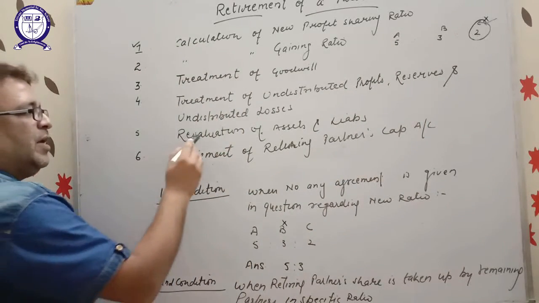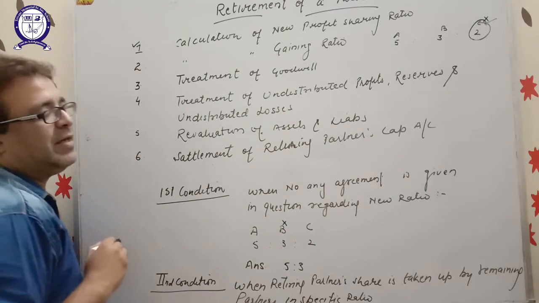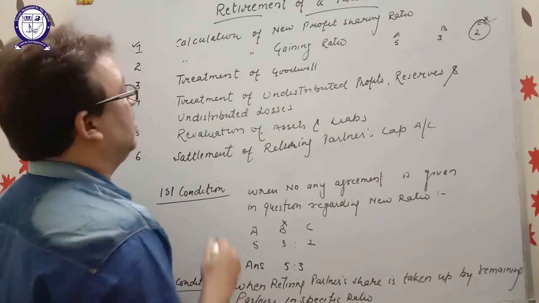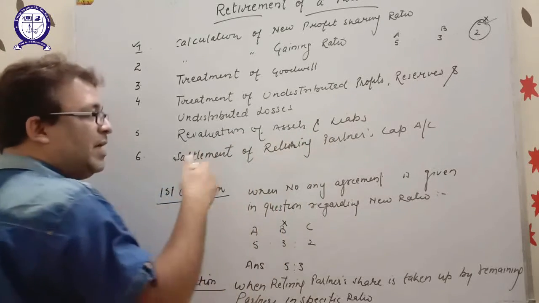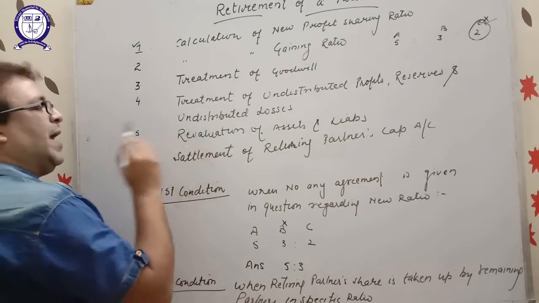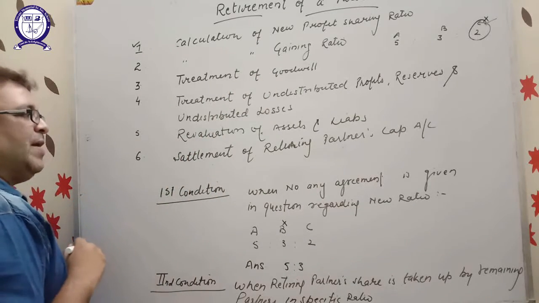Next point, revaluation of assets and liabilities. When the partner is retiring from the firm, the values of assets and liabilities are rearranged. So we have to make a revaluation account at the time of retirement of a partner.